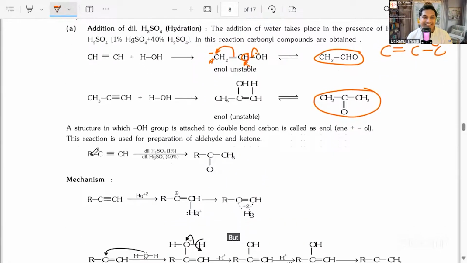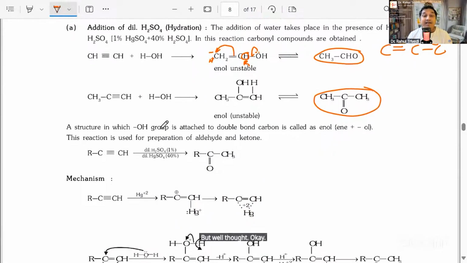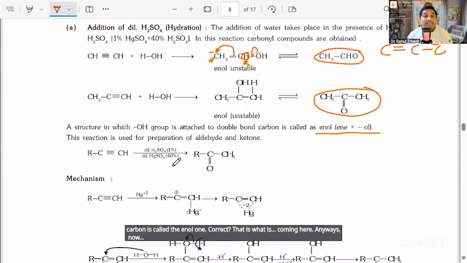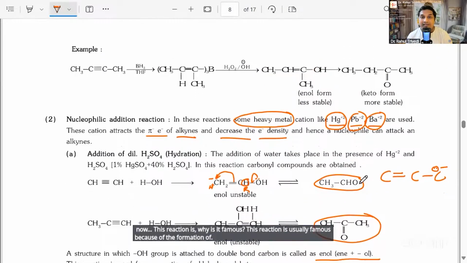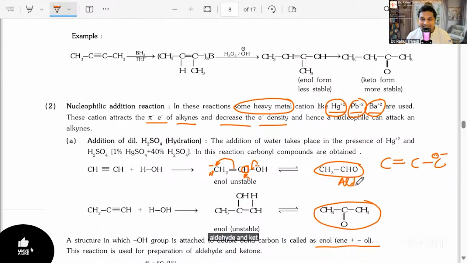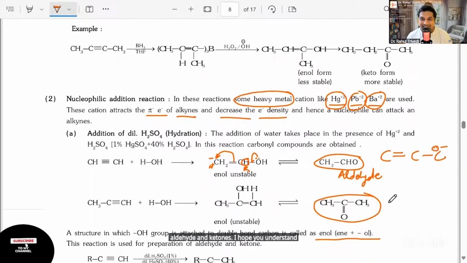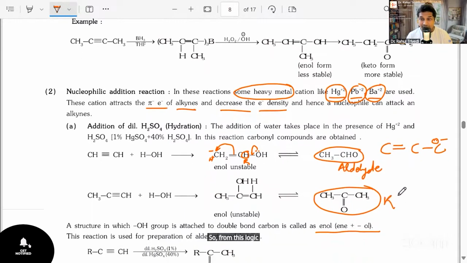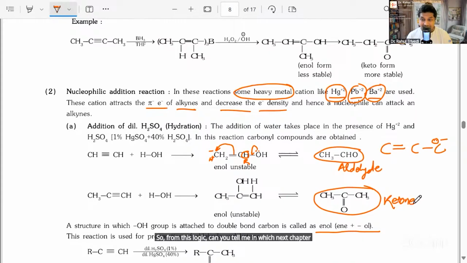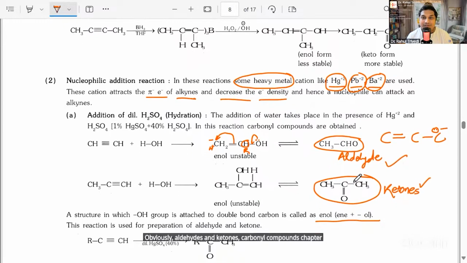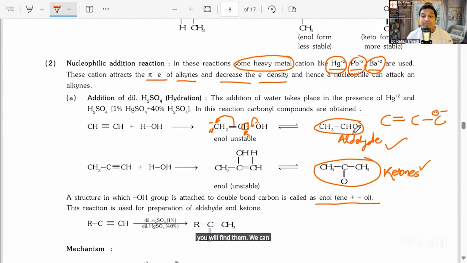But well thought. Okay. A structure in which a hydroxy group is attached to the double bond carbon is called the enol one. Correct? That is what is forming here. Anyways, now this reaction, why is it famous? This reaction is usually famous because of the formation of aldehydes and ketones. I hope you understand. Yes. So from this logic, can you tell me in which next chapter you will see them? Obviously, the aldehydes and ketones, carbonyl compounds chapter. Yes or no? You will find them. We can make them in the preparation of aldehydes and ketones.